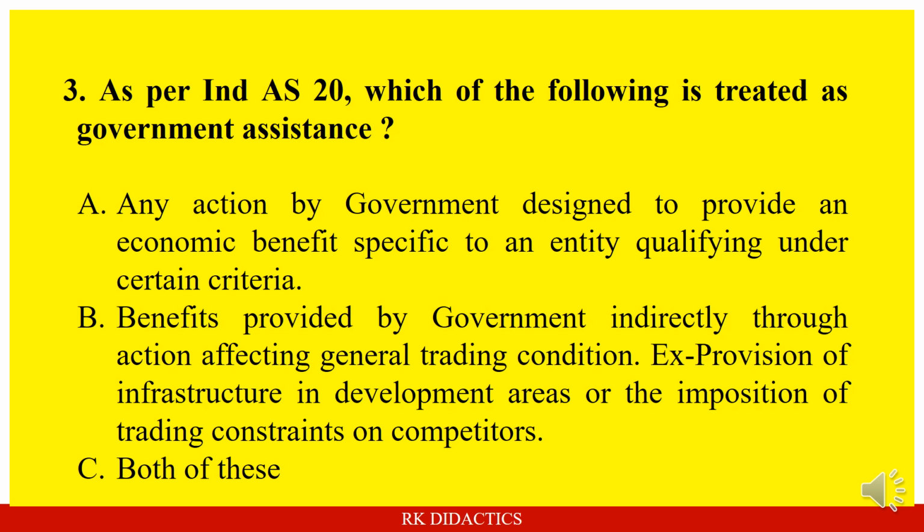Which of the following is treated as government assistance? Any action by government designed to provide an economic benefit specific to an entity qualifying under certain criteria. Benefits provided by government indirectly through action affecting general trading conditions. For example, provision of infrastructure in development areas or the imposition of trading constraints on competitors, or both of these? Answer is A.